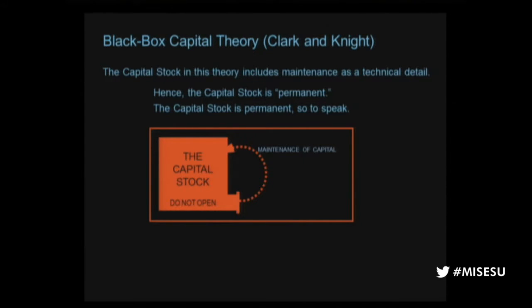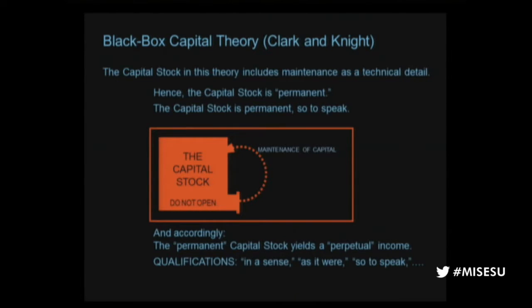And as a corollary to the capital stock being permanent, what he gets is that the permanent capital stock yields a perpetual income. Notice the perpetual is in quotation marks. And so the qualifications apply here too, in a sense, as it were, so to speak. All right? You think this might not get us very far, and that's what Hayek had in mind when he accused Knight and implicitly Clark of trying to sell us a mythology of capital.